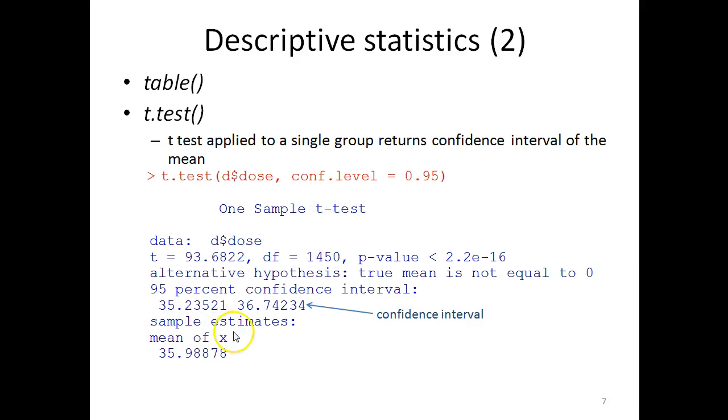And in return you get this, and the values you are interested in are these 35.2 and 36.7, which are the limits of the 95% confidence interval of $dose. You also get the mean value here, 35.98878. So what you do here is basically to perform a t-test without comparing two groups. You just compare one group to 0.